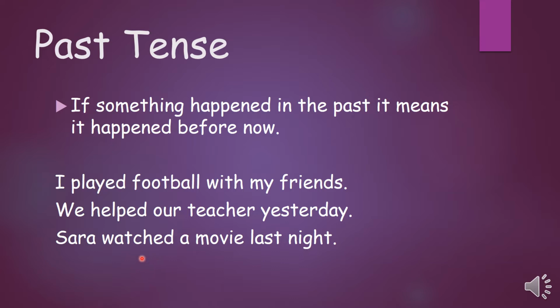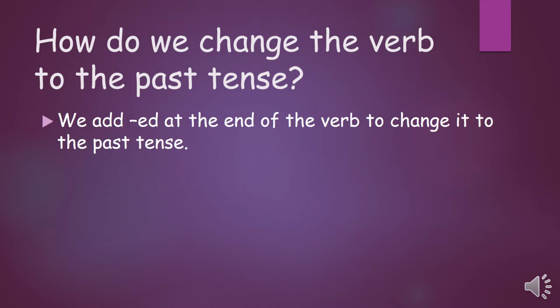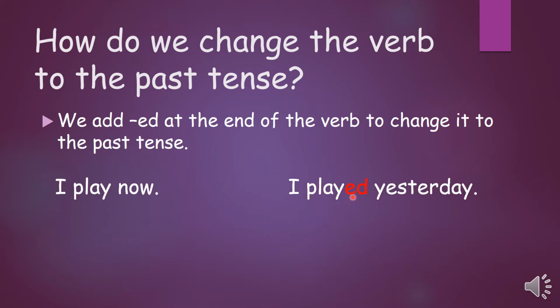Sarah watched a movie last night. The verb watched shows me that the action happened before now, or in the past. It happened last night. How do we change the verb to the past tense? We add ed to the end of the verb to change it to the past tense. I play now. I played yesterday.